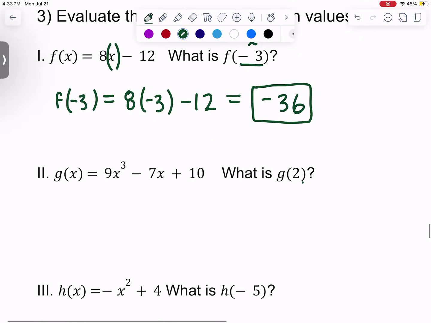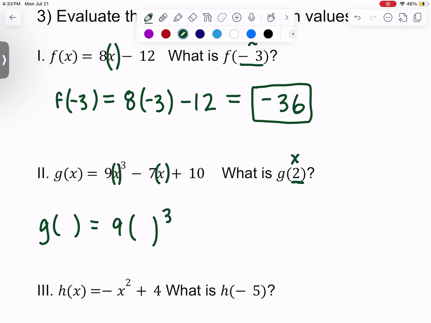And the next one, x is 2. Leave the power of 3 outside. So g parentheses equals 9 parentheses exponent 3 minus 7 parentheses plus 10. Put 2 inside. Type it into Desmos. It's positive 68.